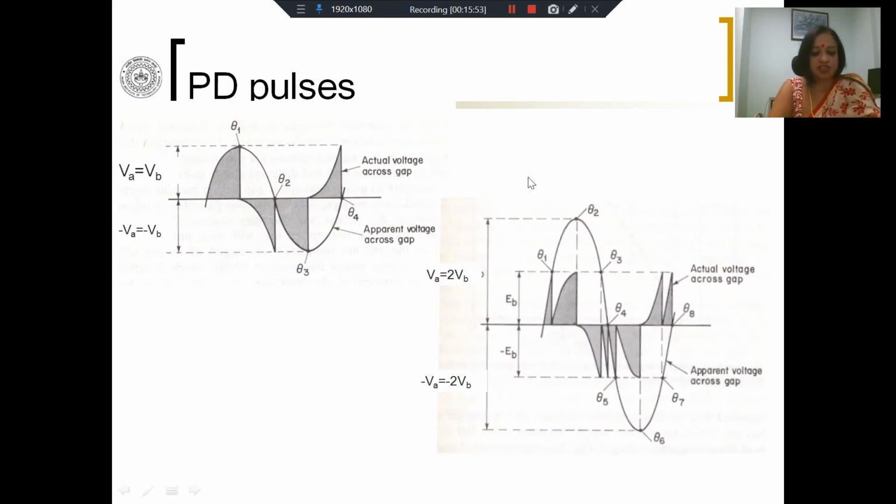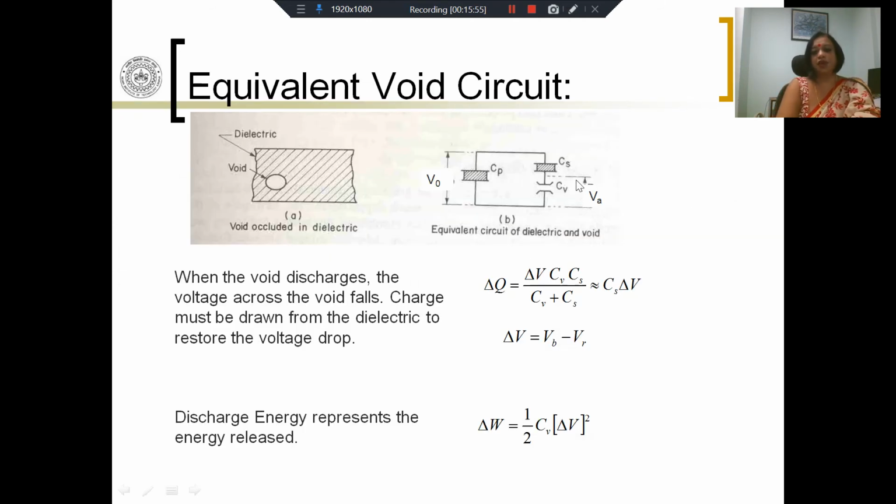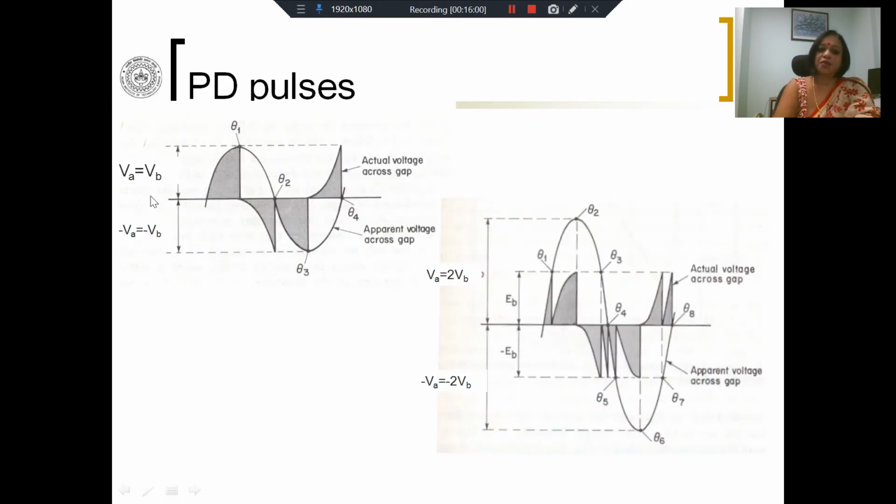Now let us imagine, if you look at this circuit, potential across the capacitance, let us consider that to be VA. And let us also imagine that we apply a V across the sample such that the voltage across the void is equal to VA, and that is also equal to VB. What is VB? VB is the breakdown voltage of the void. The voltage that is required across the void for the void to break down is considered to be VB. Now let us apply a voltage across the total sample such that the voltage across the void is equal to VA, where VA is equal to VB.